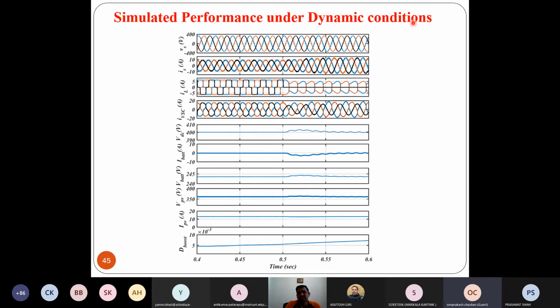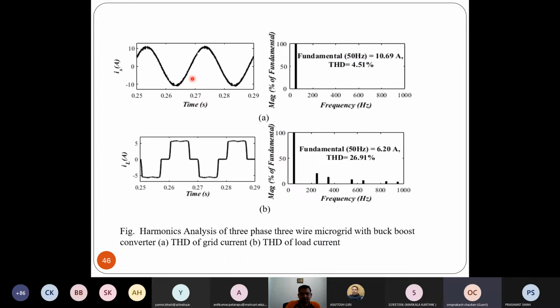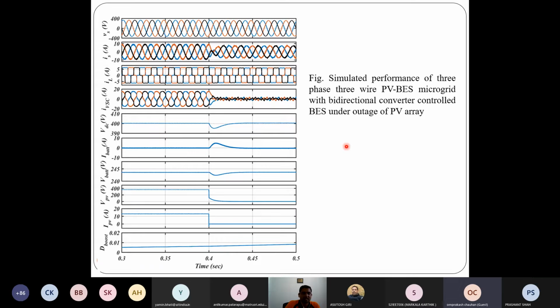Okay, this is the performance under dynamic condition like load unbalancing. Under load unbalancing, one phase is removed. However, grid currents are maintained sinusoidal in nature. Here THD of grid current is 4.5%, and THD of load current we have 26.91.